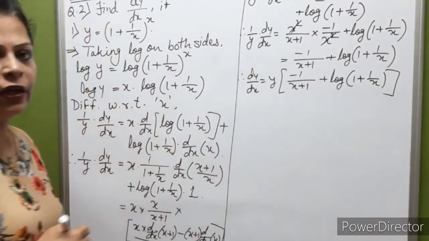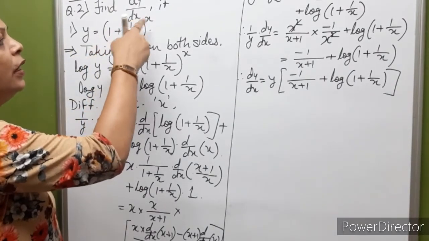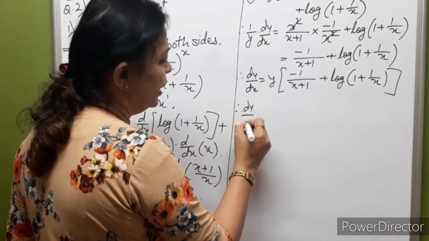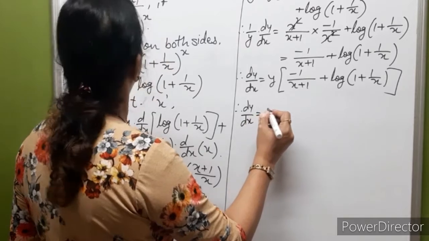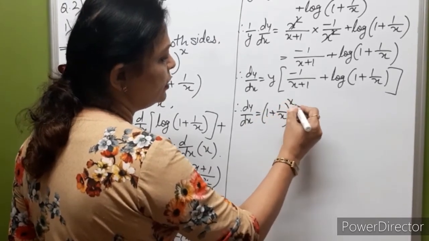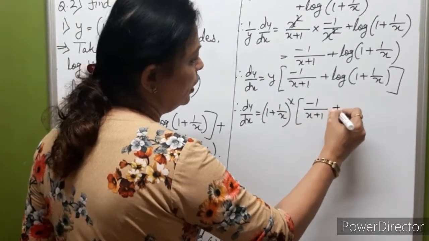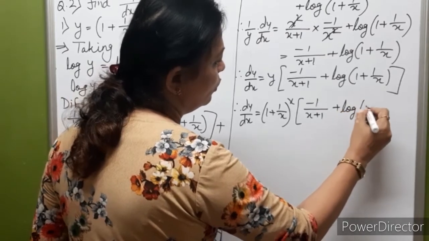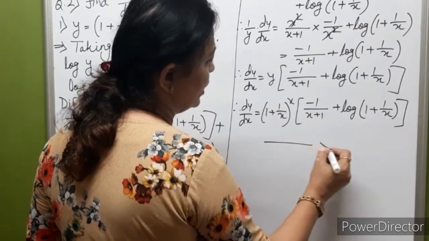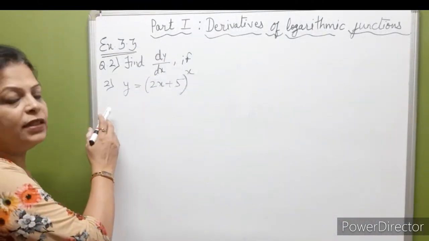Now substitute the value of y. What is y? y is (1 plus 1 upon x) raised to x. So you get dy by dx is equal to (1 plus 1 upon x) raised to x into [minus 1 upon (x plus 1) plus log of (1 plus 1 upon x)]. This is your final answer. Clear? So see the second sum.